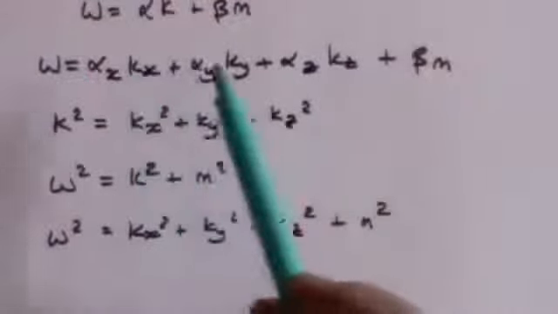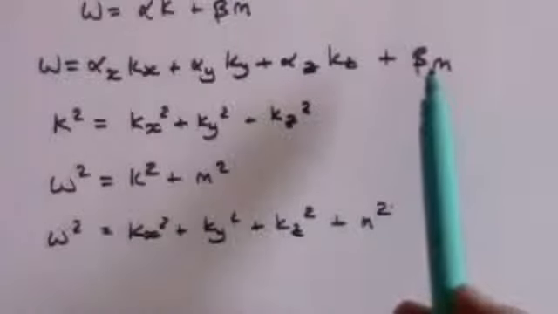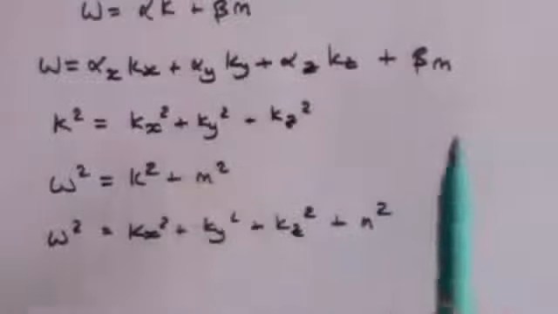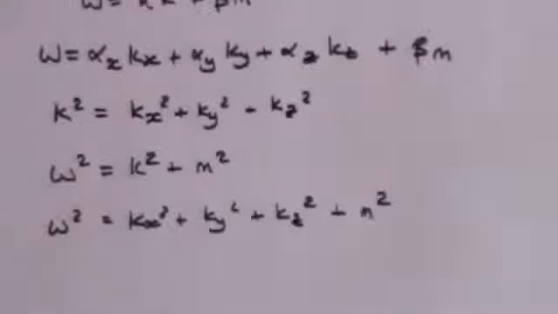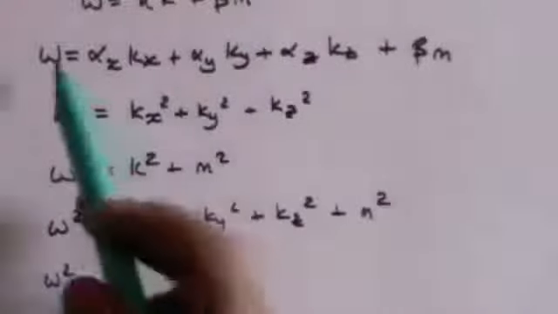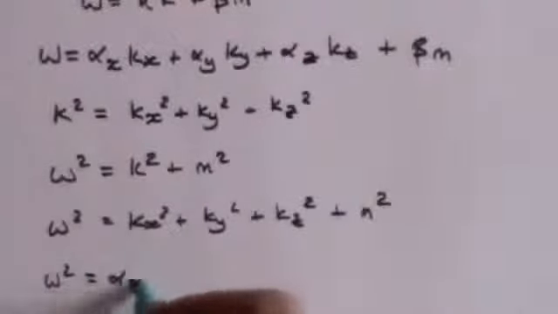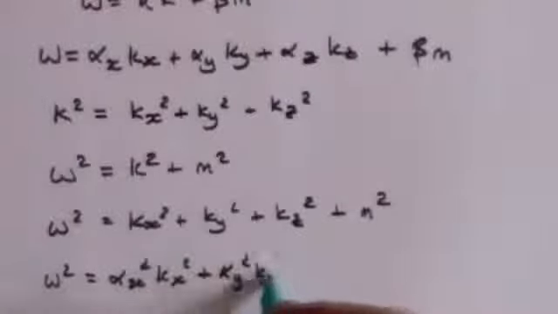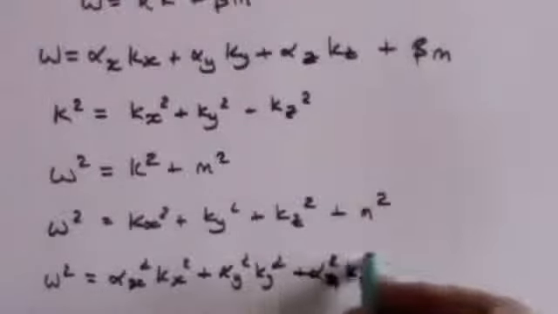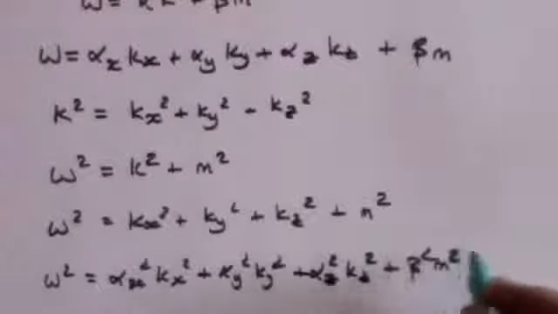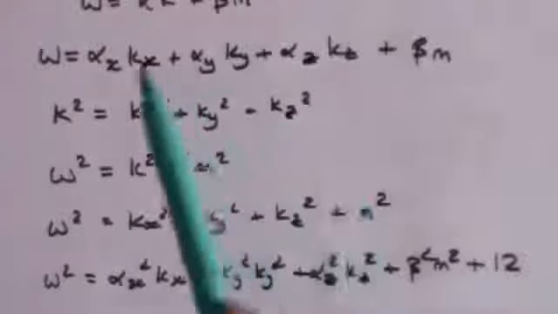Well, if you square something that's got 4 terms, you're going to get 16 terms. I'm just going to produce 4 of them. So I'm going to do omega squared from here, and I'm just going to take the squares of each of these. So that's going to be alpha x squared kx squared plus alpha y squared ky squared plus alpha z squared kz squared plus beta squared m squared. That's 4 terms plus 12 other terms, which you will get from squaring all of this.